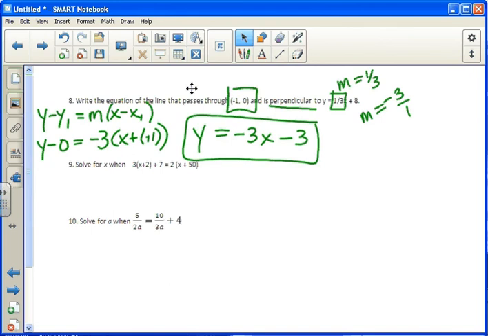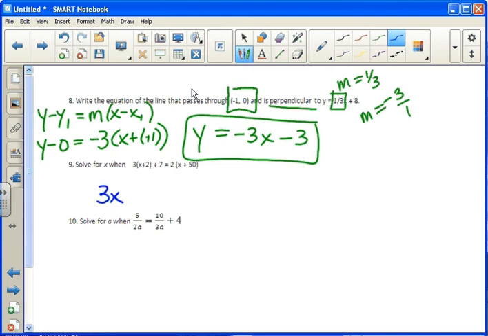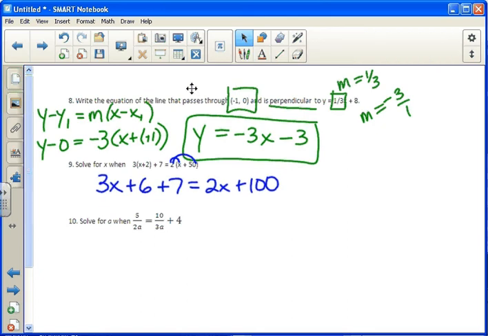Now number 9 says solve for x when 3 times (x plus 2) plus 7 equals 2 times (x plus 50). In general, you want to do your distributing first. So I'm going to do 3 times x, which is 3x, 3 times 2, which is 6, plus 7 equals 2 times x, 2 times 50. Let me see if I can move that up for us a little bit, give us a little more room to work with.